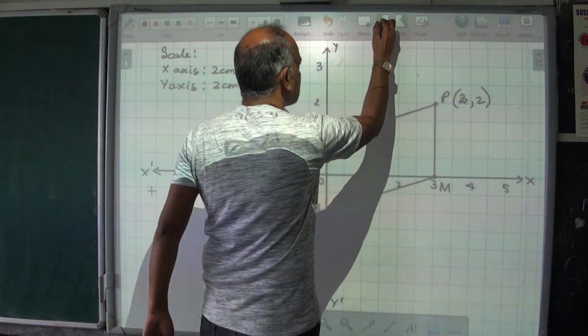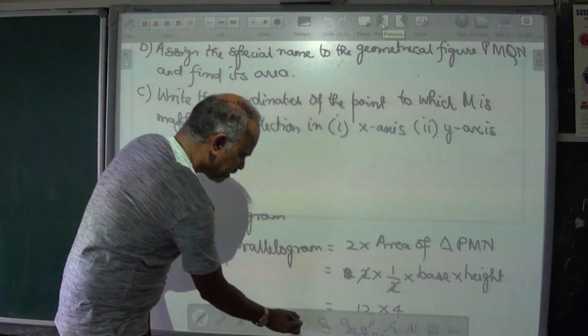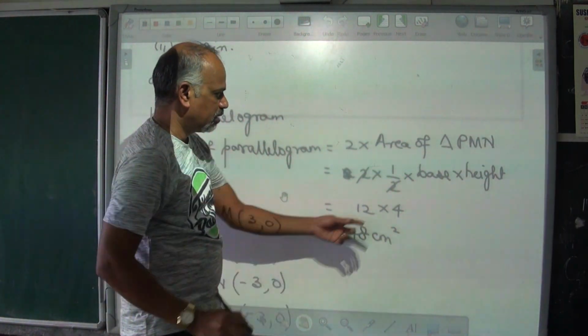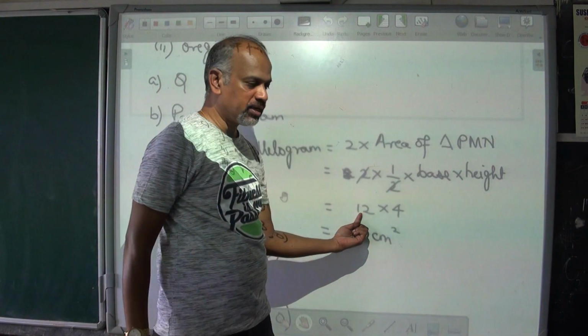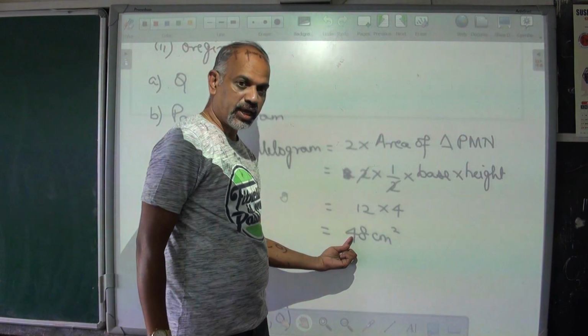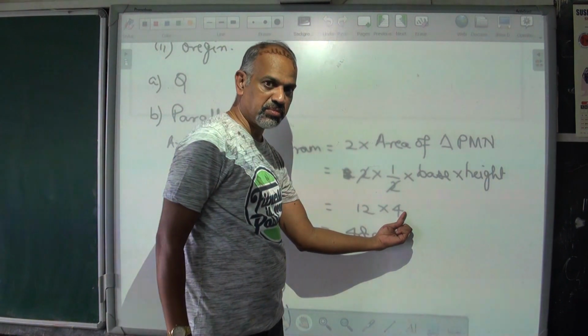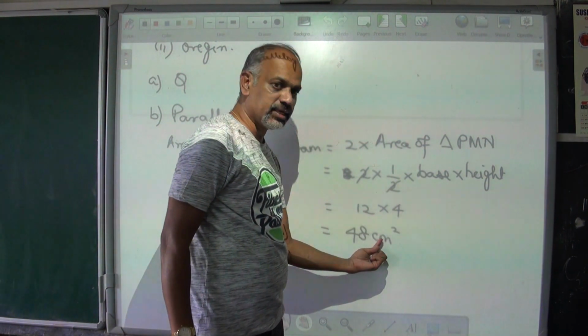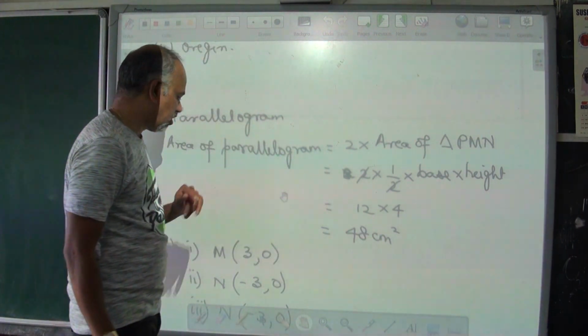So let's use this. Base is 12 centimeters, height is 4 centimeters. 12 into 4 gives you 48. This was in centimeter, this was in centimeter. Centimeter into centimeter is centimeter square. That's the area of the parallelogram.